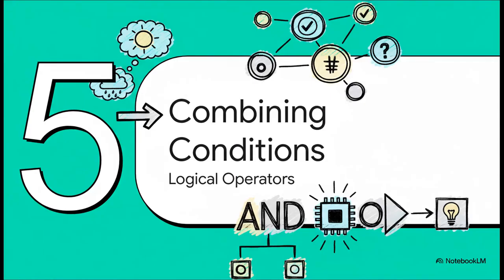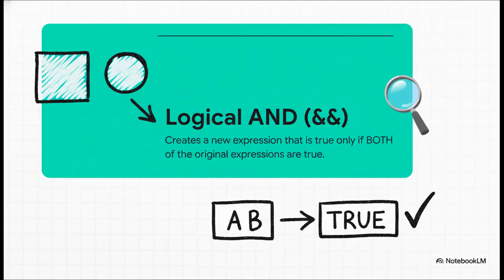And that brings us to our final section, Section 5, combining your conditions by using logical operators. Okay, this is some powerful stuff. But to build software that feels truly intelligent, we often need our conditions to be a little more sophisticated. We need to be able to check more than one thing at the same time. This brings us to the logical AND operator, which you'll usually see as two ampersands.